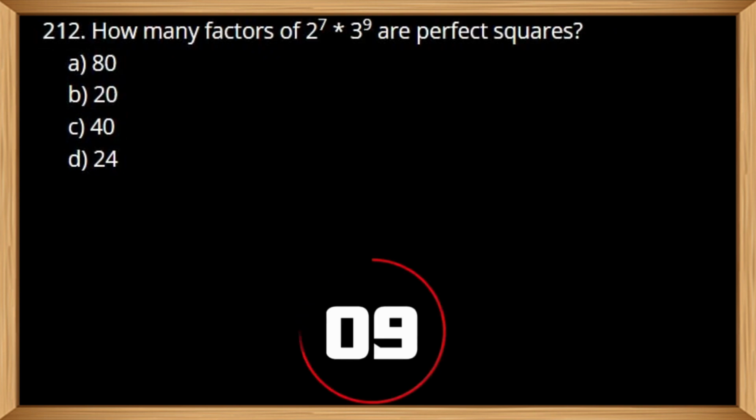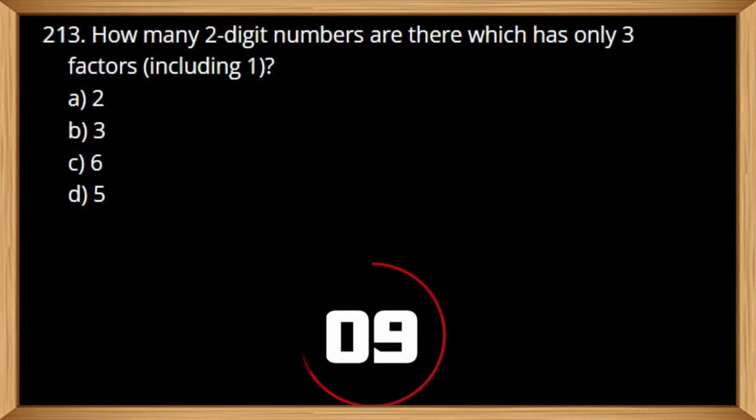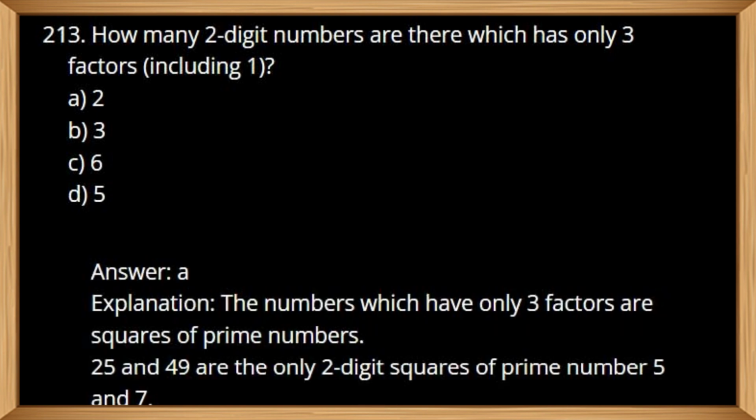How many factors of 2 power 7 times 3 power 9 are perfect squares? Option B, 20. How many two-digit numbers are there which have only 3 factors including 1? Option A, 2.